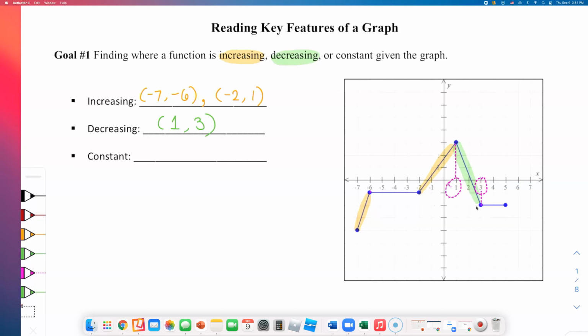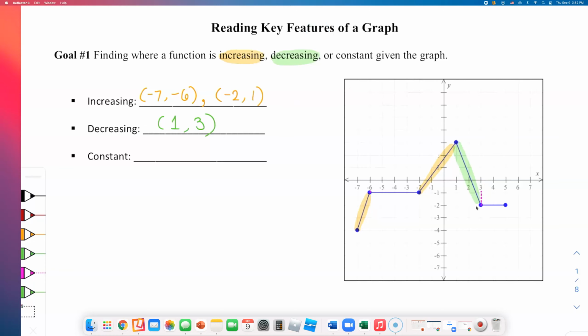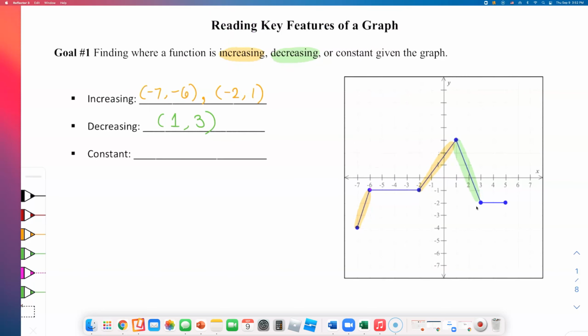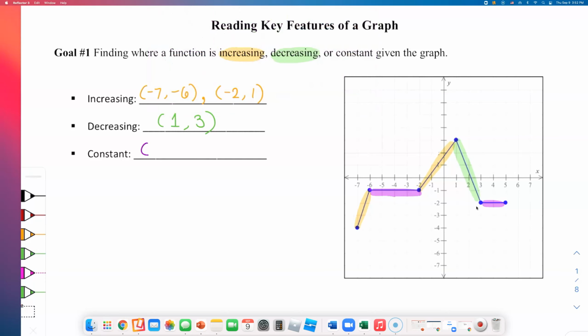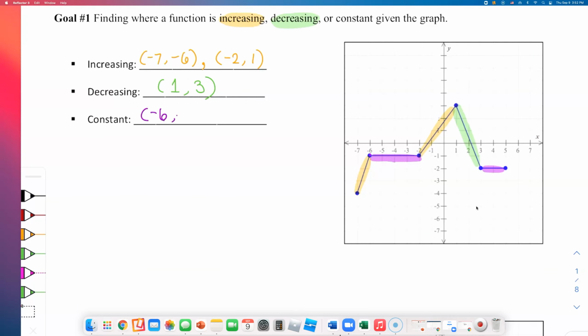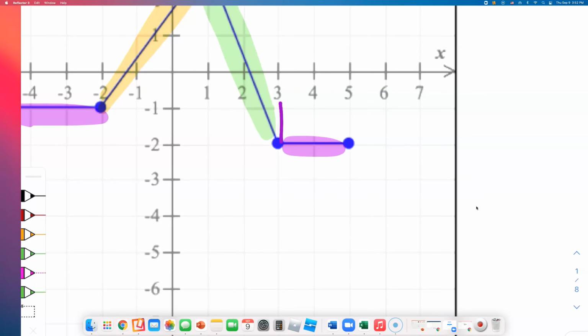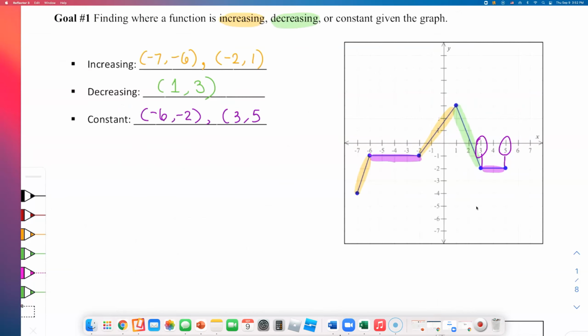All right, how about constant interval? Do we see any interval where the graph is flat from left to right? And we do. We have 2 of those sections. Let me get my purple pen and highlight this constant interval and that is also a constant interval. To write those in interval notation, this one is flat from -6 to -2, so I'll write -6, -2. And this piece right there is constant from 3 to 5. So the answer is 3, 5.